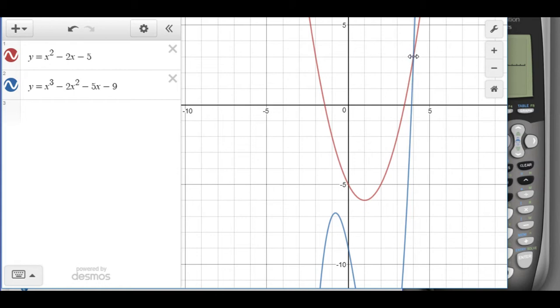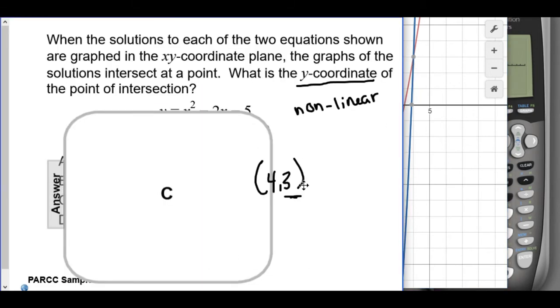They're intersecting over here, so I'm going to click and then hover to see that the point of intersection is still (4, 3). It agrees with what our graphing calculator said. So then the y coordinate is still going to be 3, still making our answer C, whether you're using the graphing calculator or Desmos.com.